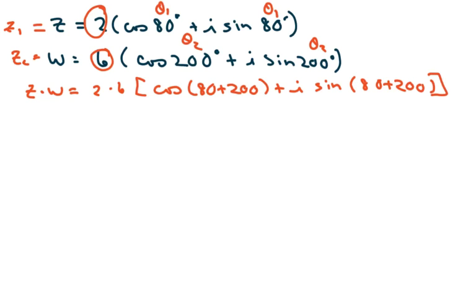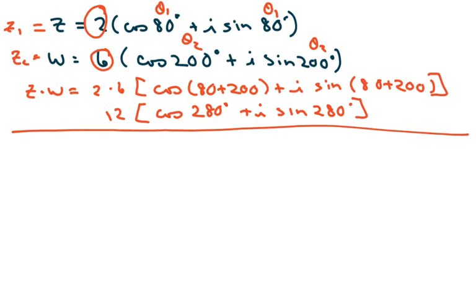And that's going to give you 12 times cosine of 280 plus i times sine of 280 degrees. Okay, and so that's that answer. And then to divide, you get 2 over 6.